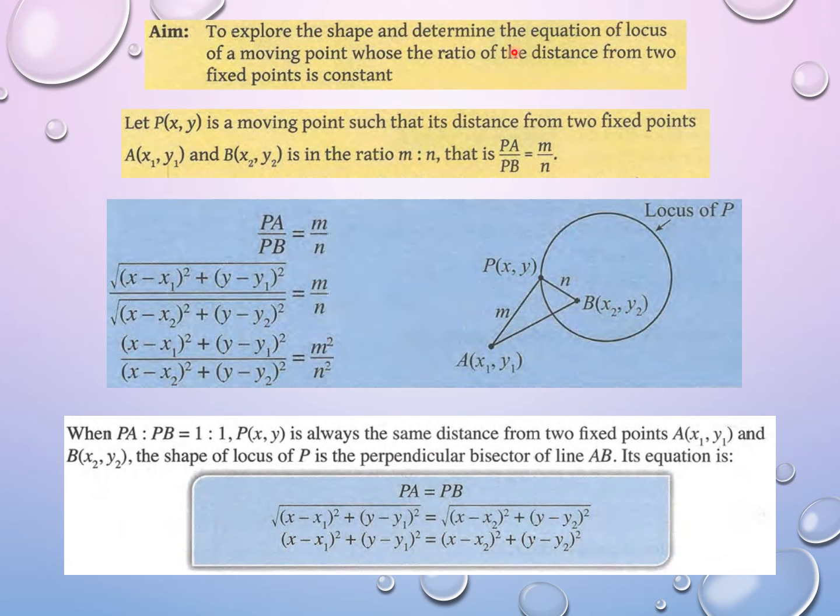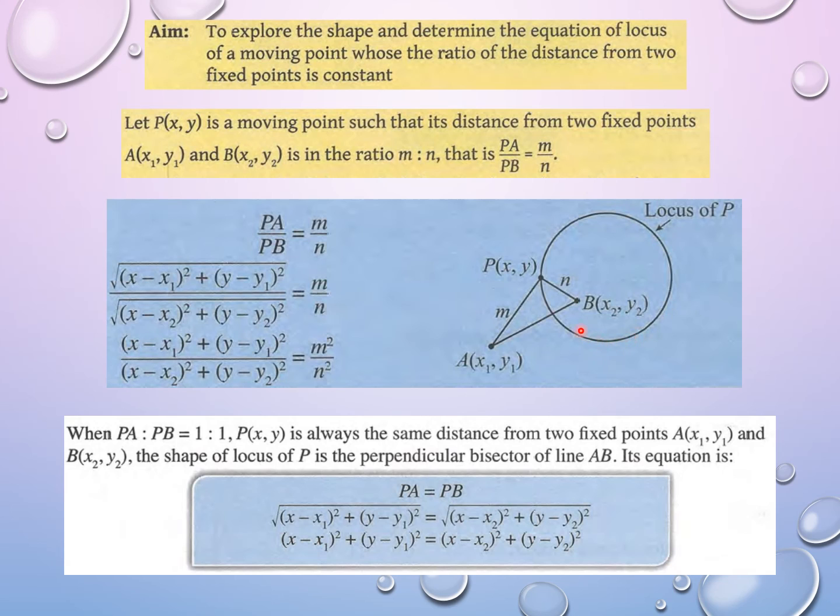So first, if I have a question, let P be the moving point. The distance from two fixed points is in the ratio of m and n. So if I draw it out, I have one moving point P, and this P always moves such that the distance from B and the distance from A are always in this ratio m to n. So if I draw the locus, it is also a circle.